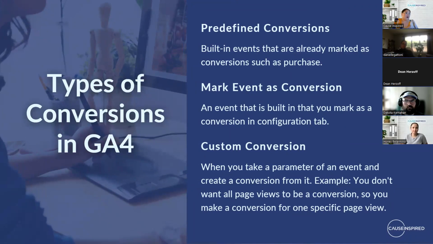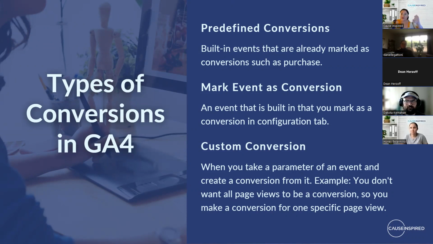There's 3 different types here. There are predefined conversions. These are the built-in events that you have, and they are automatically already marked as a conversion. You cannot unmark them. We'll go over which ones those are. They're really only applicable if you've got an app, and then the only one that's applicable for desktop would be purchase. We do also have the ability to mark an event as a conversion.